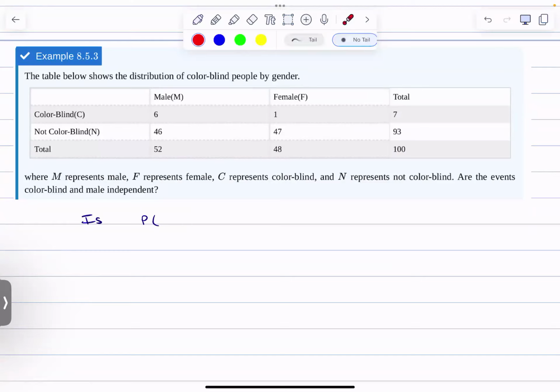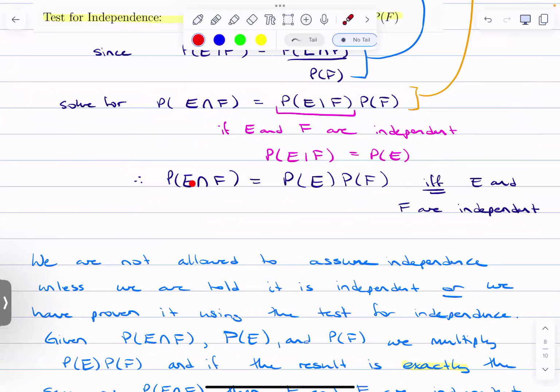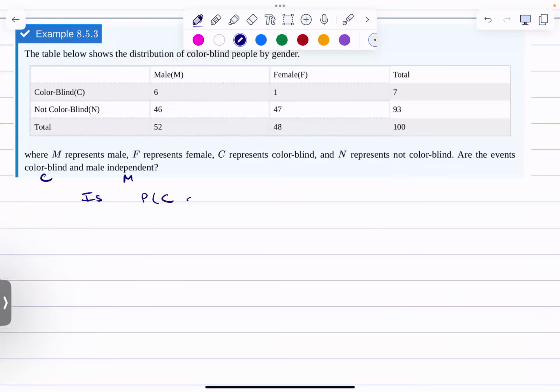Are the events colorblind, which is C, and male independent? So using the test for independence, if the probability of E and F is the probability of just E times the probability of F, what that maps to is the probability of C and F. Is it equal to the probability of C times the probability of, I used F, sorry guys.